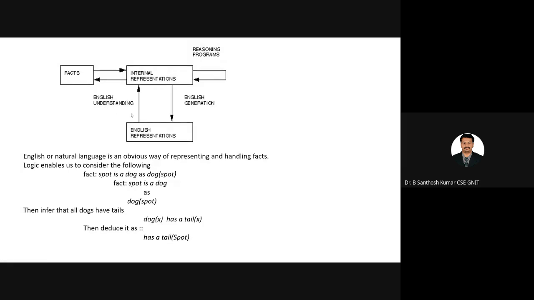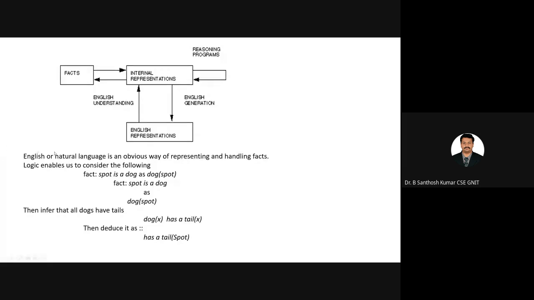This is the English understanding. Again we are sending to the internal representation, and finally we give it to the fact. So finally, what we have is meta knowledge. Meta knowledge means the knowledge is already there, but we are giving additional information. That additional information is today petrol price is 105.40.